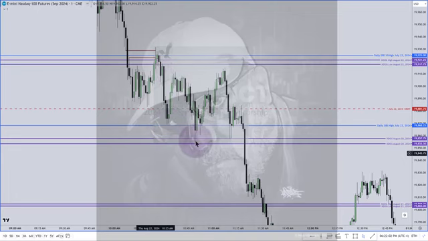So we have this low, then it retraces all the way back up into the propulsion block, and then finally gives up the ghost and breaks lower and leaves the range defined by that low and that high. So what makes this a balanced price range?